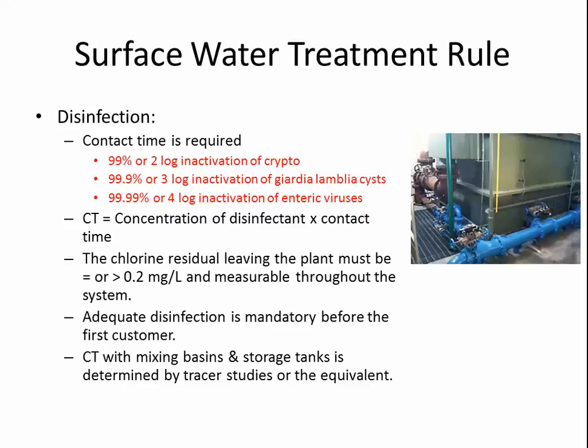Contact time is a measurement of the concentration of the disinfectant multiplied by the contact time. The chlorine residual leaving the plant has to be equal to or greater than 0.2 milligrams per liter, and that residual has to be measurable throughout the system. You cannot have no residual. Once you've added your disinfectant, you have to maintain that residual for chlorine.